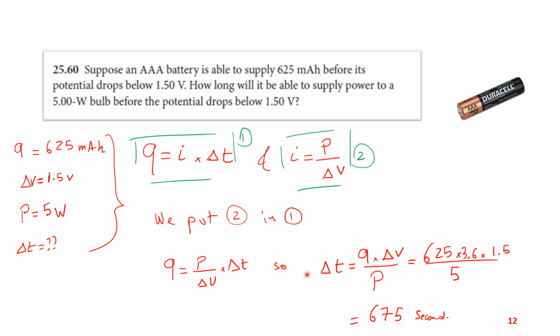So you arrange the equation. Delta T now is Q multiplied by delta V over the power. So Q is given. Remember here, Q, which is in milliampere-hours, you have to multiply by 3.6. Then multiply by the voltage, which is 1.5, over the power, which is 5 watts. So it needs 675 seconds.